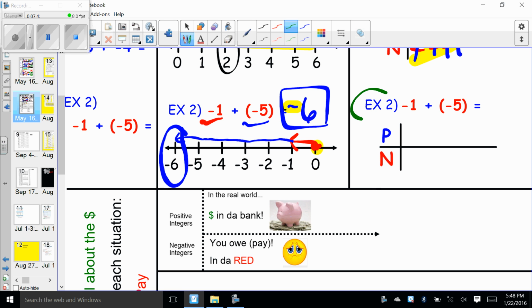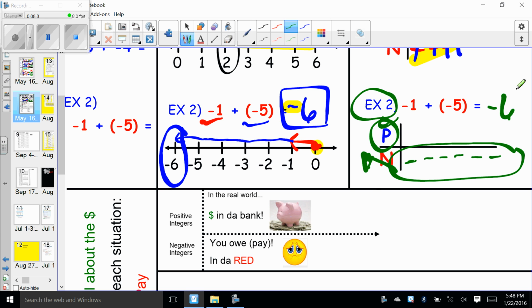We better be able to get -6 over here with example 2 in the coin chart as well. Looking at this coin chart, positive means there's money in the bank. Negative means we're taking it out. In this particular case, it doesn't look like we have any money in the bank. We have 1 negative there and then 5 more. So we have a total of what looks like 6 negatives. We don't have any money at all.